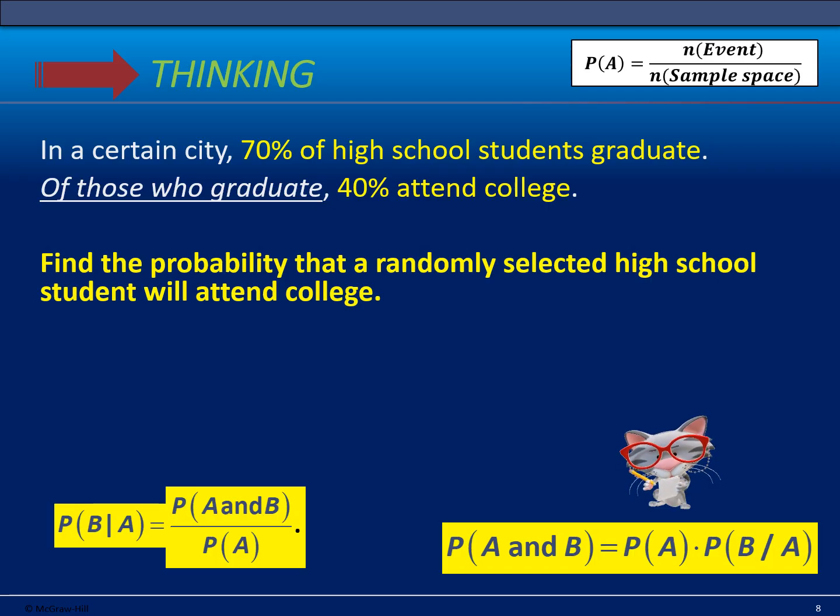In a certain city, 70% of high school students graduate. Of those who graduate, 40% attend college. Find the probability that a randomly selected high school student will attend college. Again, hit pause and see if you can figure this out.